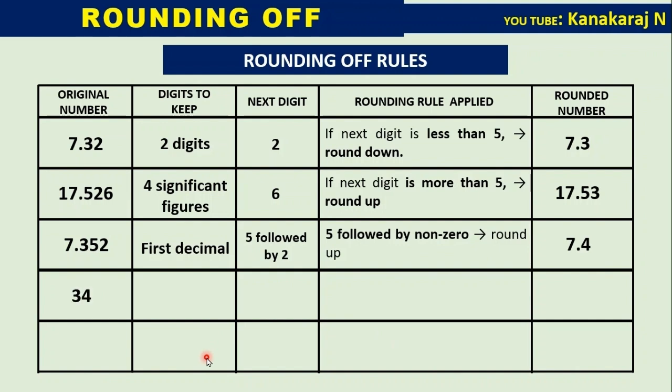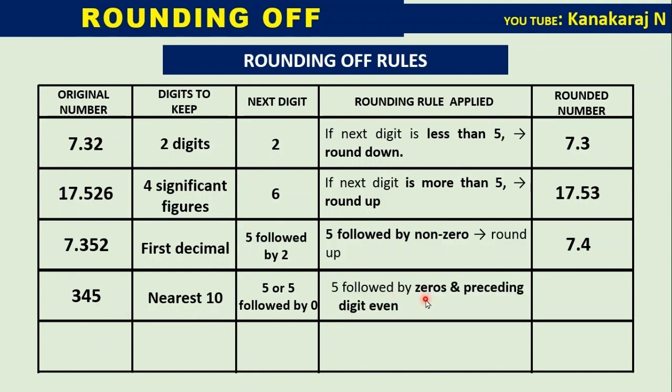The next example is 345. We have to round it off to the nearest 10. So the single digit number is 5. Therefore, 5 followed by 0 or no number, then the preceding digit is an even number. Here it is 4. Then the number must be rounded down. So the answer is 340.